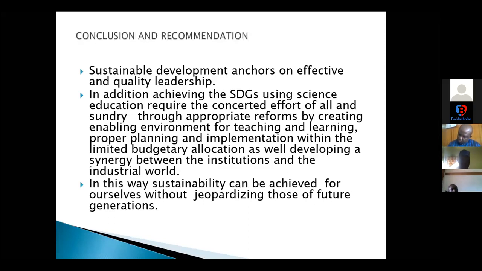So to draw the curtain close on this presentation, I want to say that sustainable development will anchor on effective and quality leadership. And if we are to achieve the SDG, science education requires a concerted effort of all and sundry through appropriate reform, by creating an enabling environment for teaching and learning. Motivation is part of it. Motivation that goes beyond radio, beyond media, beyond massaging the ego of teachers.